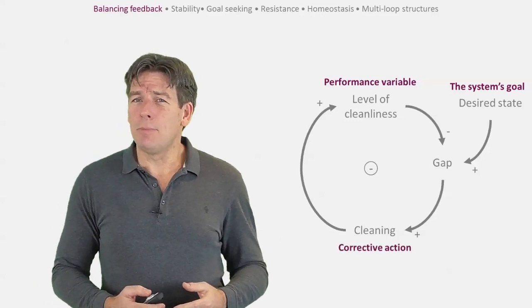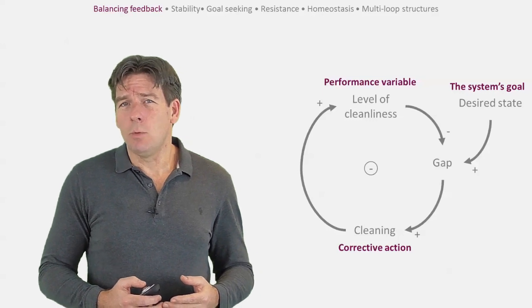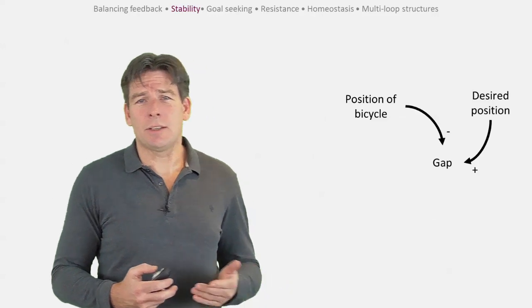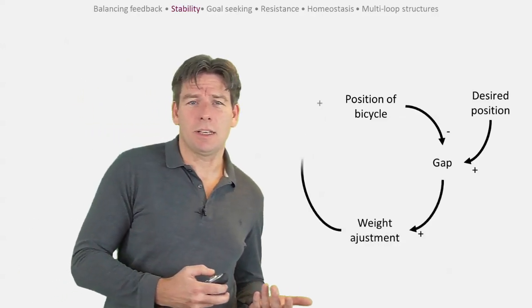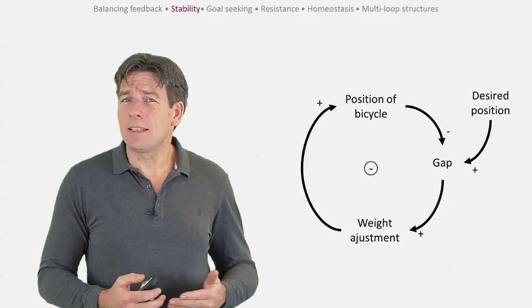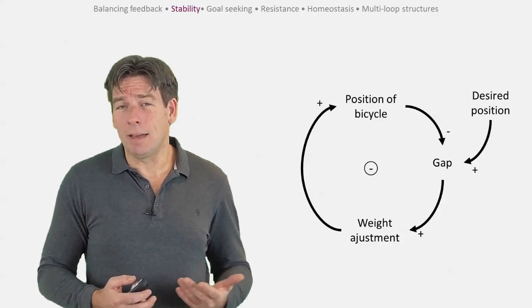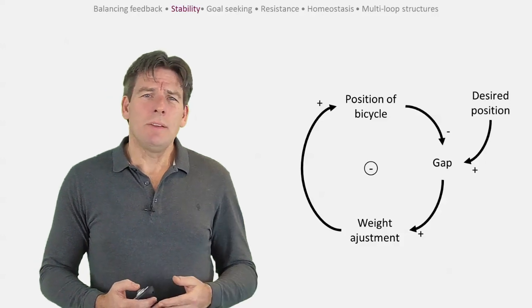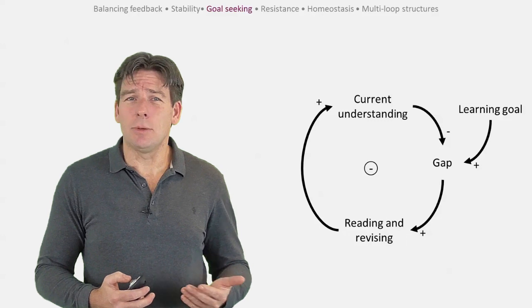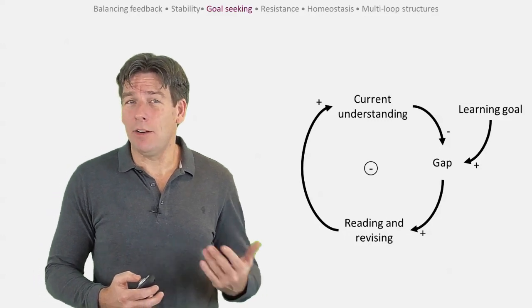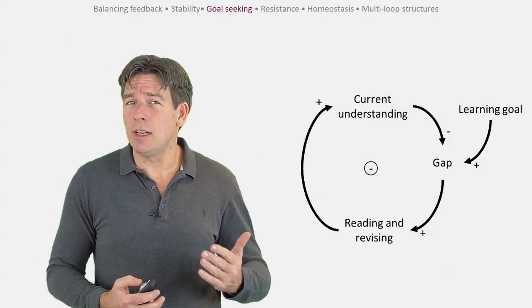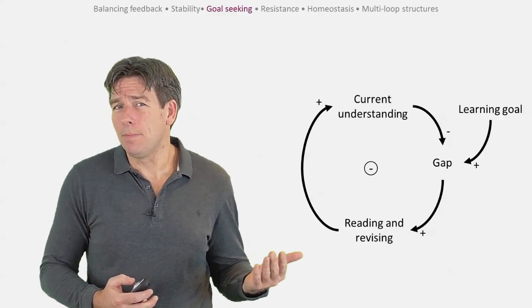There are many examples of balancing feedback in the world around us. When you ride a bicycle, you use it all the time. A sway to the left and you adjust to the right, a sway to the right and you adjust to the left. This is how we keep our balance on a bicycle. It's a cycle of continual adjustment. It's balancing feedback. Whenever you learn something, you are also in a balancing feedback loop. Exams and continual assessment help us compare our current understanding to a learning goal, and then we take corrective action such as reading or revising to reduce the gap.